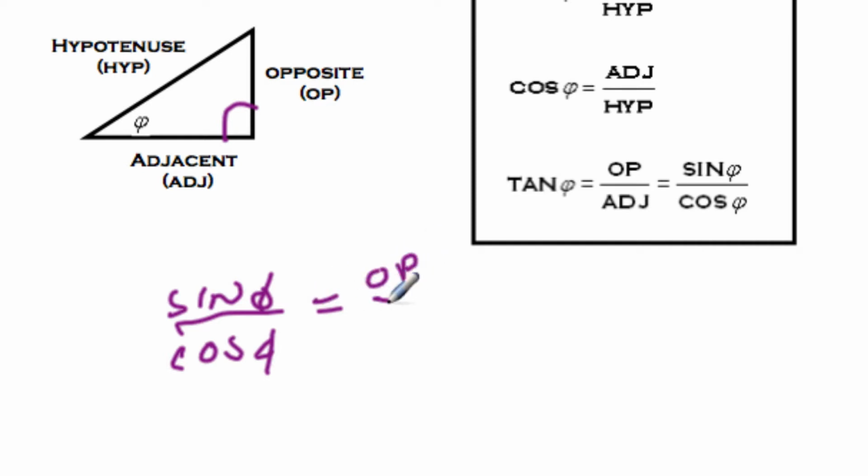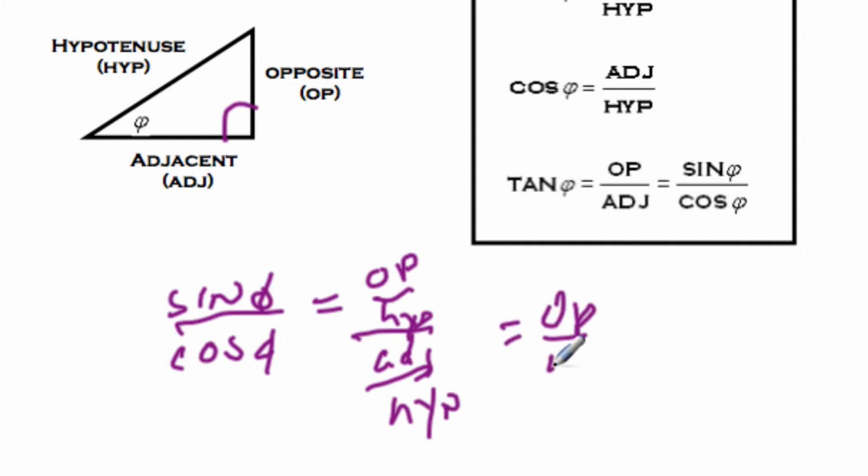Now, if you were to take just the sine of phi over the cosine of phi, that becomes the opposite over the hypotenuse over the adjacent over the hypotenuse. Flip and multiply, so you get opposite over hypotenuse times hypotenuse over adjacent. And notice that these cancel out. So the tangent, which is the opposite over the adjacent, is also the sine over the cosine.